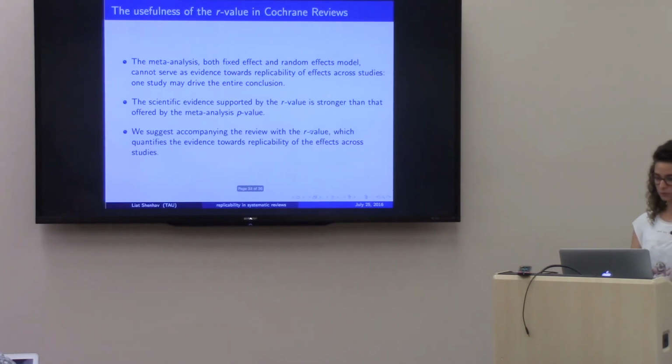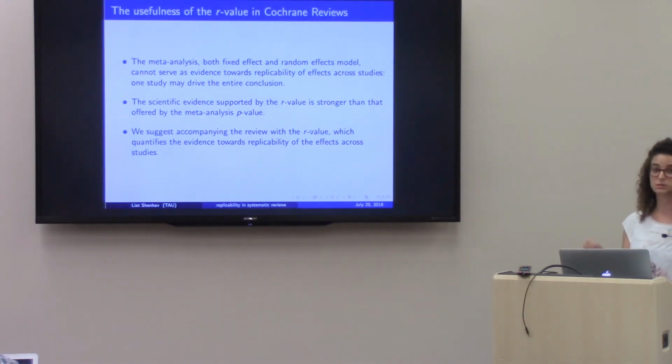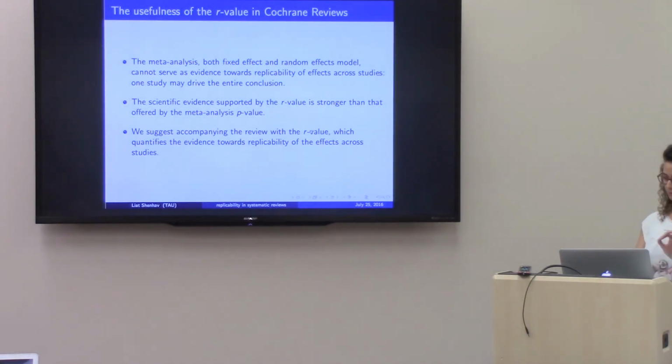So I hope I convinced you of the usefulness of the R value, not only in Cochrane reviews. Meta-analysis is a common method also in genomic data, and it is important. There is more work that relates to primary and a follow-up study with the R value from Professor Ruth Heller and Yoav Benjamini, where the application is specifically to genomics. If you're interested, I'll be more than happy to talk about it. What we are actually saying is that meta-analysis is not evidence towards replicability, and the R value answers exactly this gap.